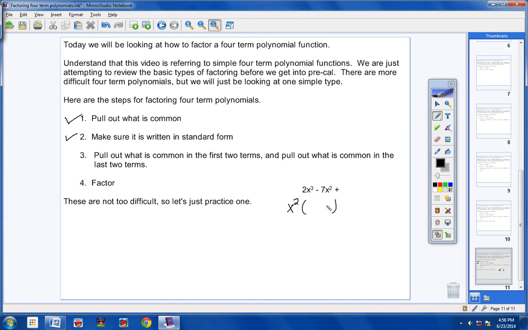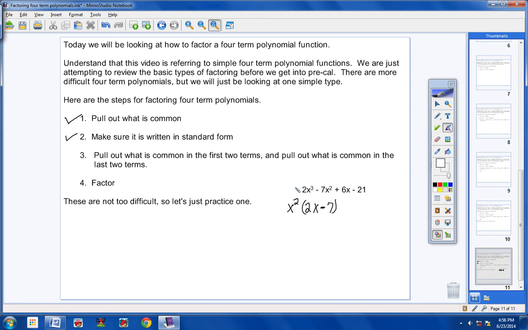So I'm going to go ahead and factor out an x squared. Now when I do that, I'm left here with 2x, and I'm left here with the negative 7. And here's how I knew that. X squared times 2x is 2x cubed, and x squared times negative 7 is negative 7x squared. Okay, now let's go ahead and take a look at our last two terms.